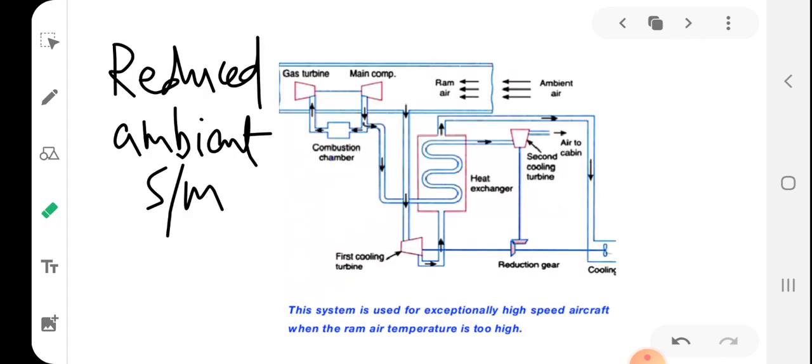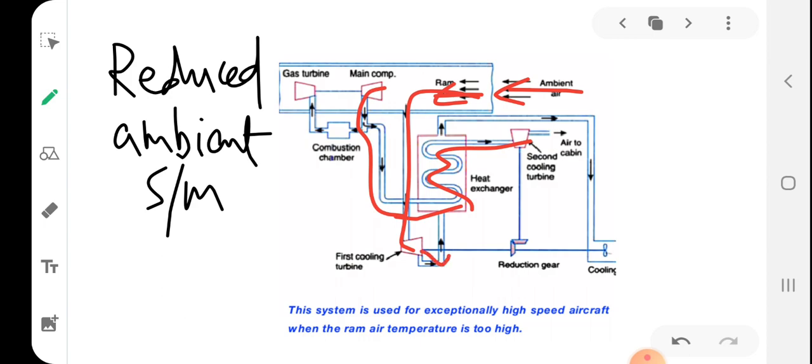Now we will move to the reduced ambient system. Students, here air enters in the same way as with the previous type. You get rammed air. This rammed air gets compressed in the primary compressor and moved to the heat exchanger. So the heat exchanger rejects heat into which air? The rammed air bypass, but the bypassed air is passing through a cooling turbine before entering the heat exchanger, so that its temperature and pressure are even lower than the original pressure.